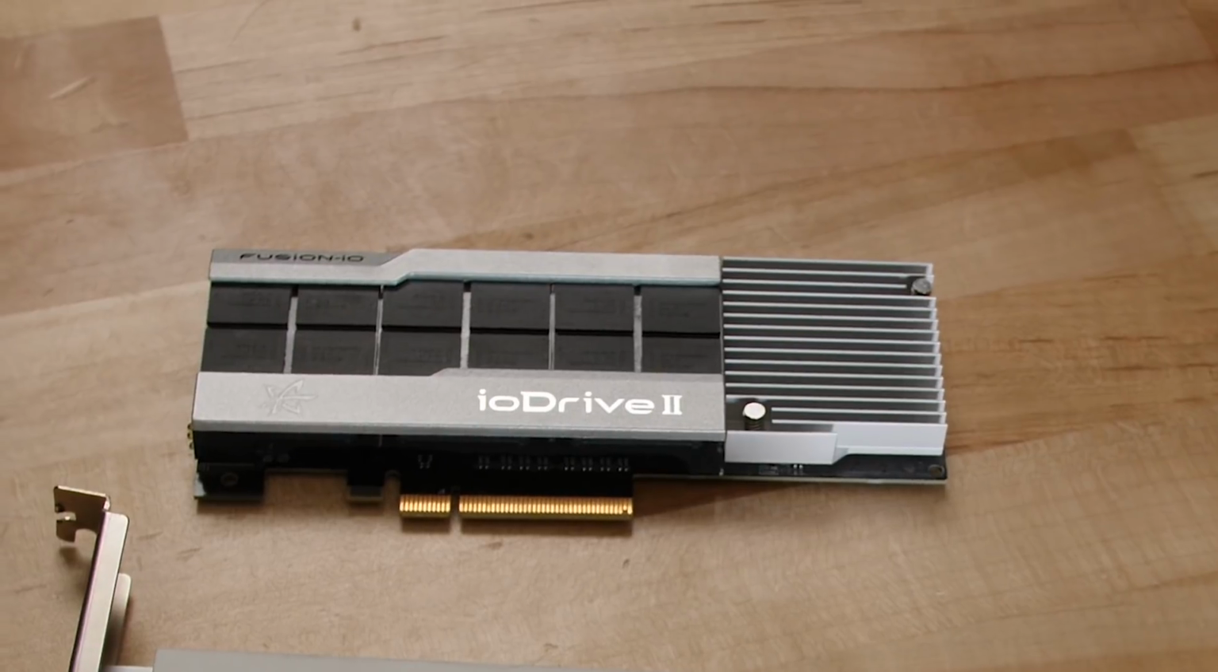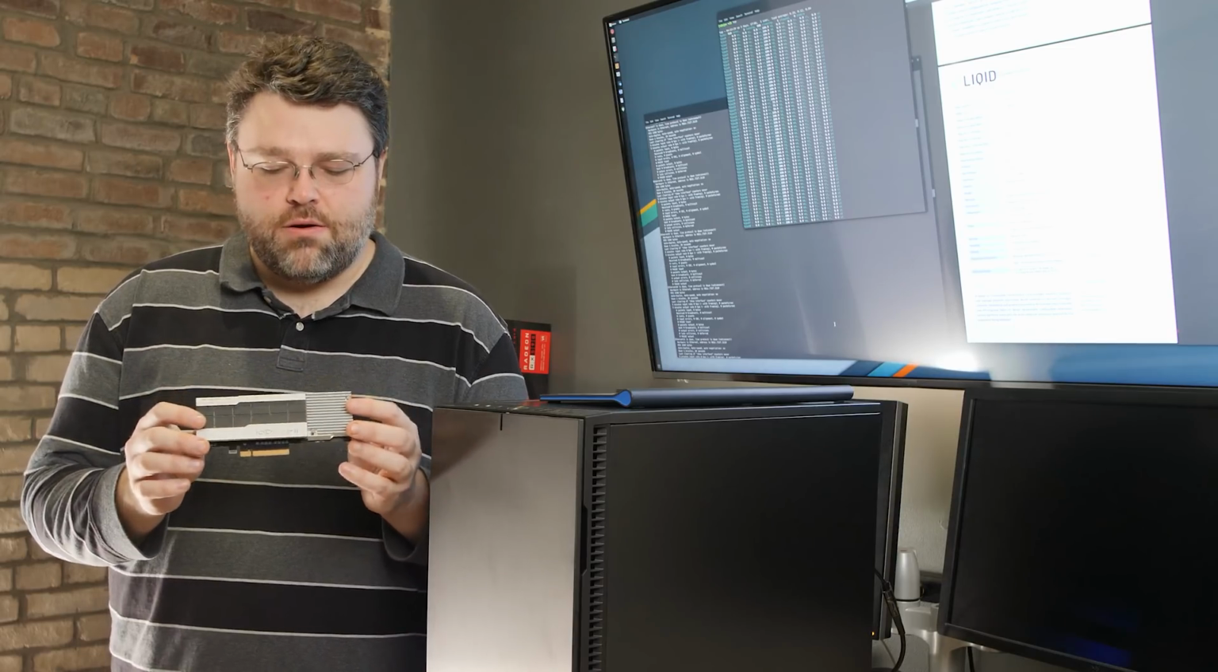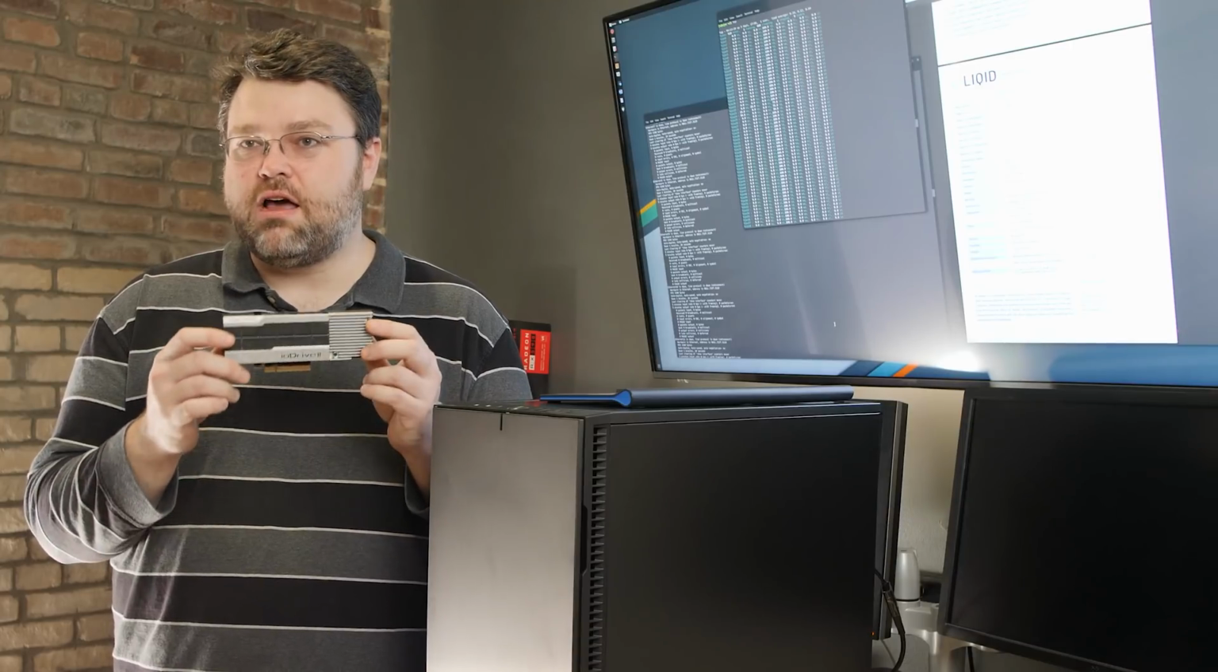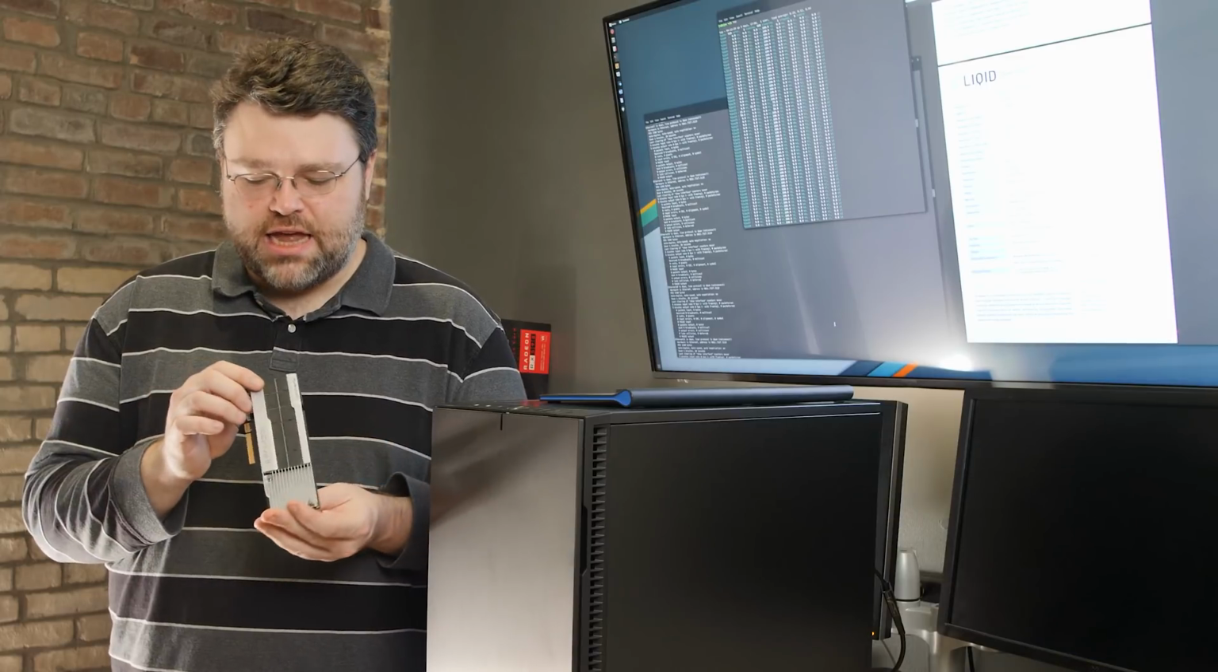This is the I.O. Drive 2. This is technically a second generation product. This is not the beginning. But Fusion I.O. was a pioneer and a leader, a flash of genius in the SSD industry.